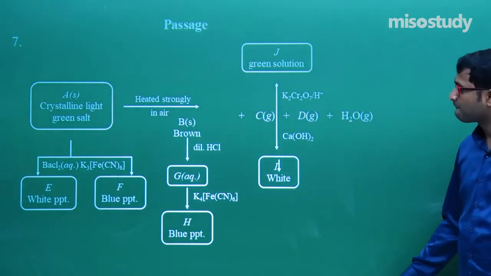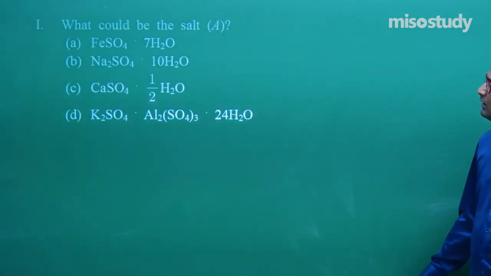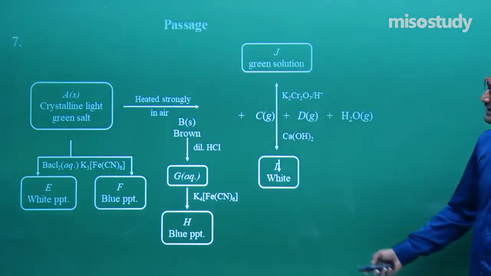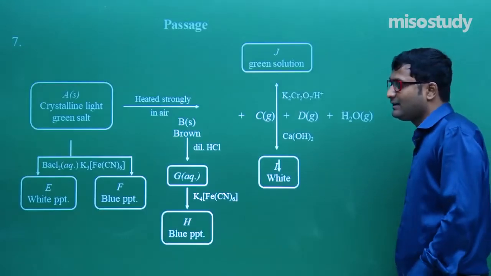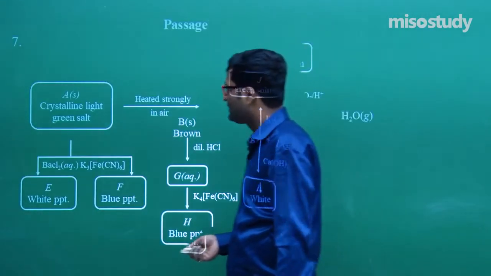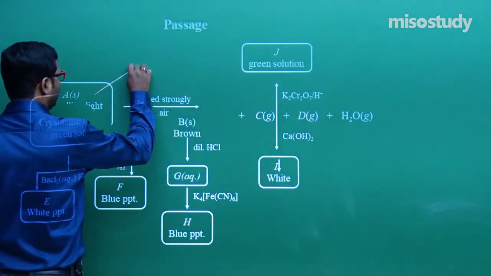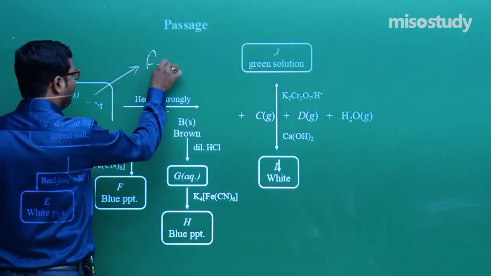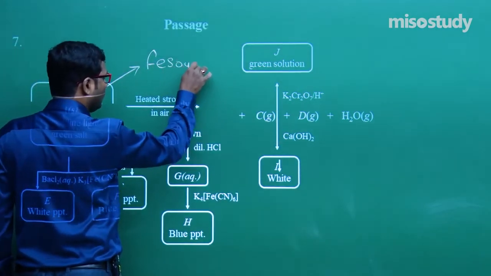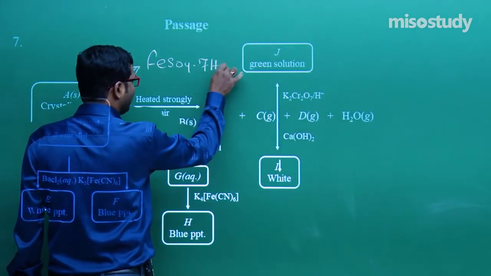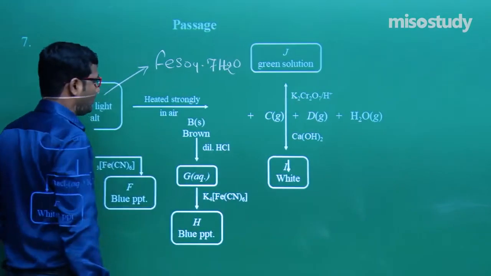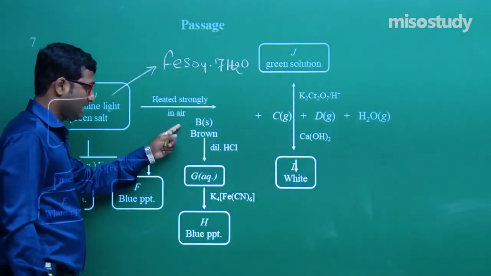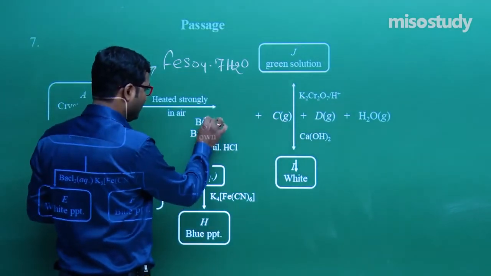Yes sir. Now let's move. What could be the salt? Look at here, crystalline green salt, that is the salt A, that is FeSO4·7H2O. Wait for a moment. FeSO4·7H2O. Yes, when heated strongly in air it forms B.